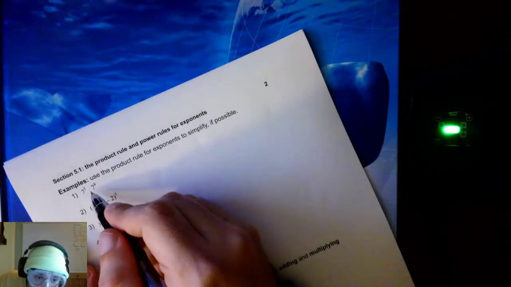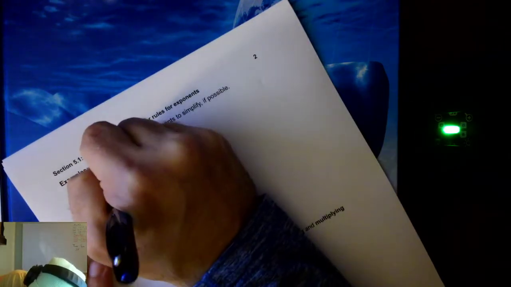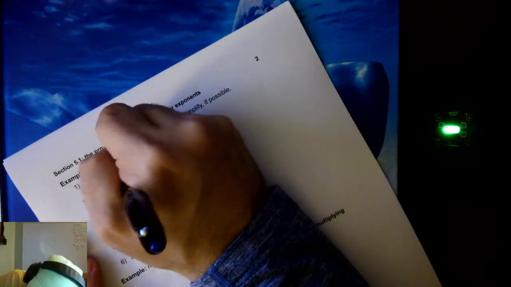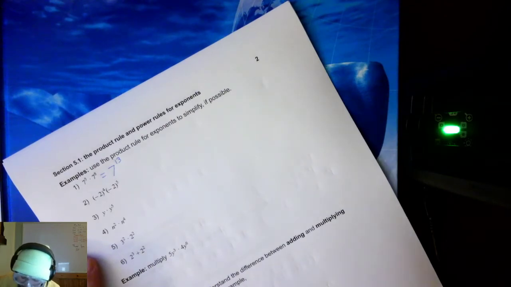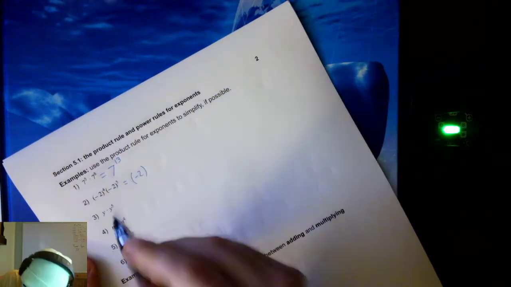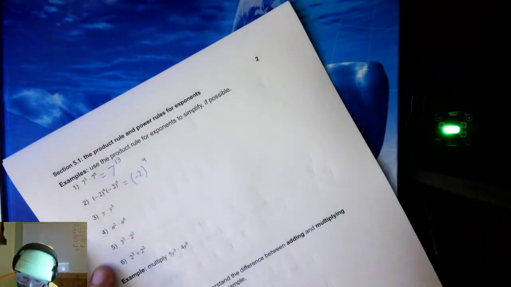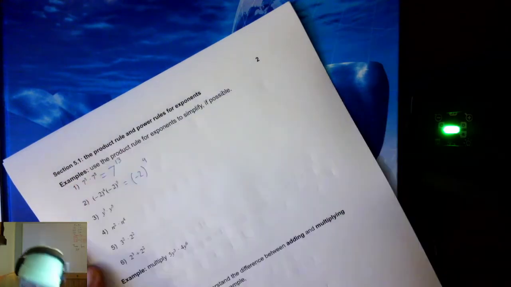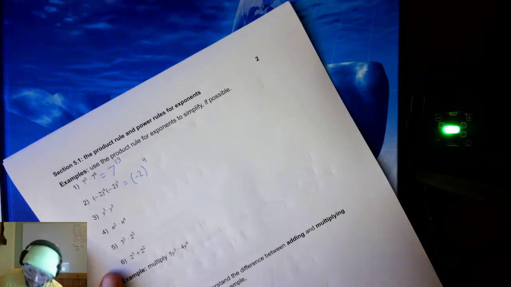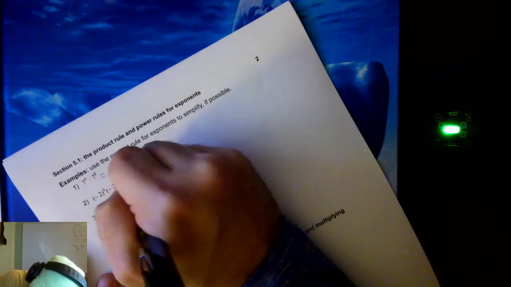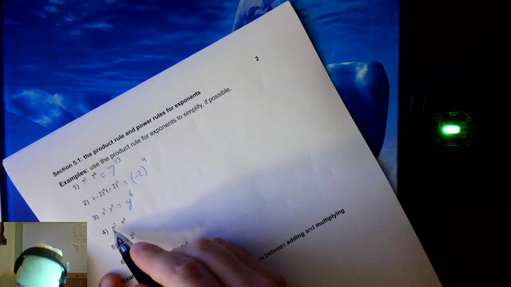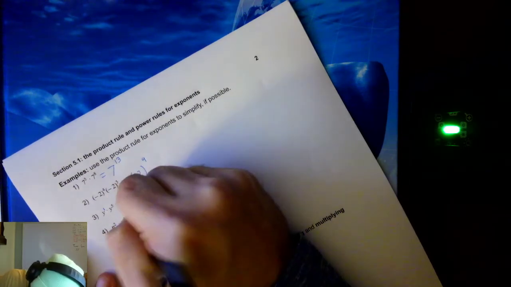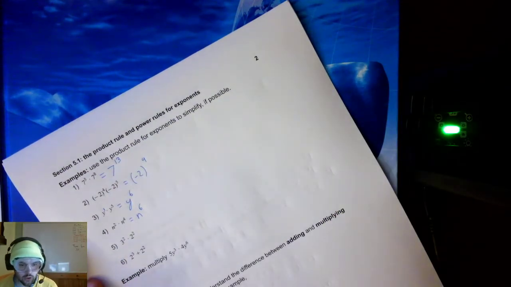The base does not change. So let's do a bunch of examples. Let's take a look here. 7 to the 5th times 7 to the 8th. Well, the base will stay the same. 5 plus 8 is 13. So it'll be 7 to the 13. In this example, notice negative 2 is the base, so I'll keep negative 2 as the base, and 4 and 5 combine to give me 9. In my third example, what exponent is hiding on this y? It's secretly a 1, right? If there's no exponent, it's secretly a 1. So this would be y to the 1 plus 5, which is 6. N squared times n to the 4 will be n to the 6, because 2 plus 4 is 6.